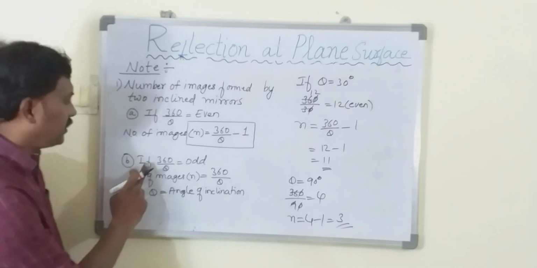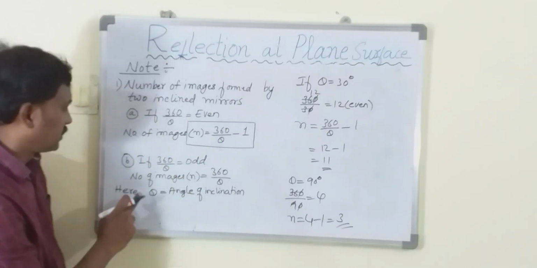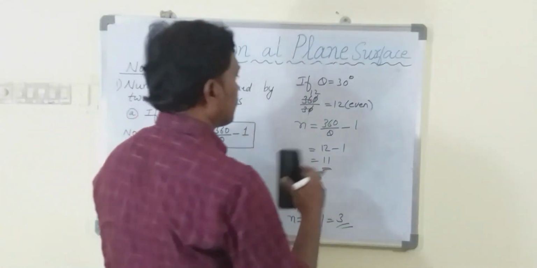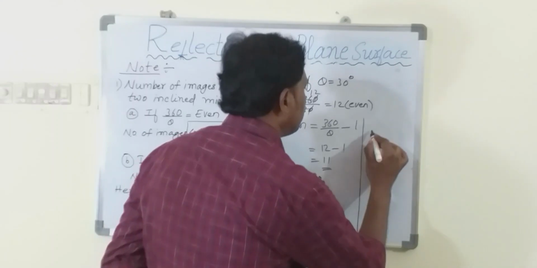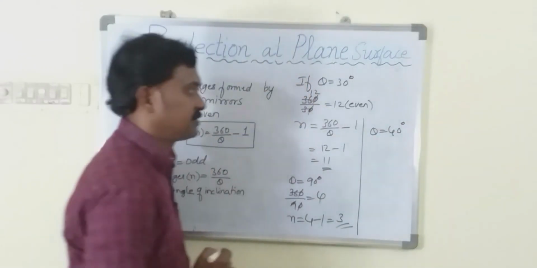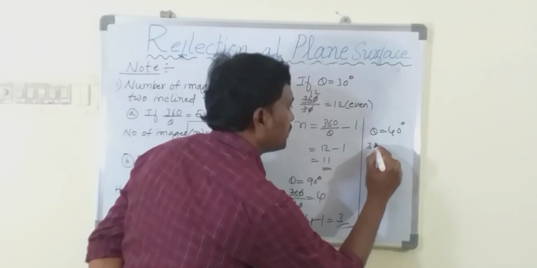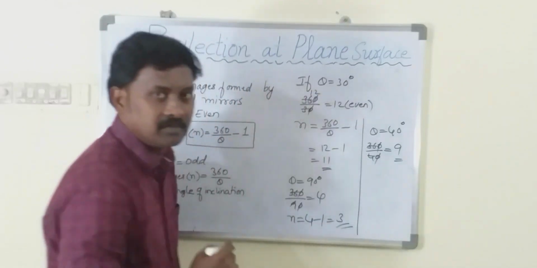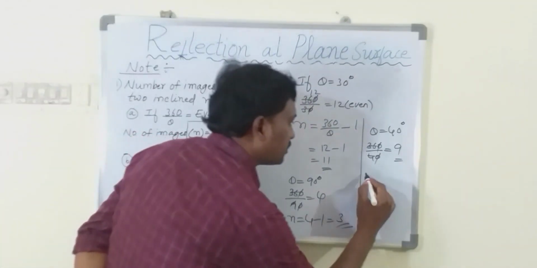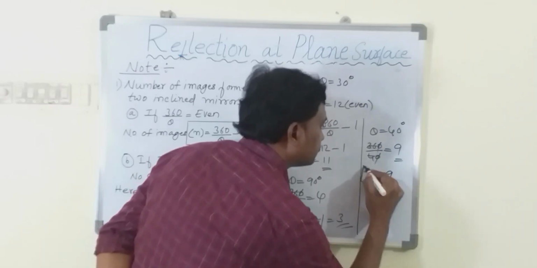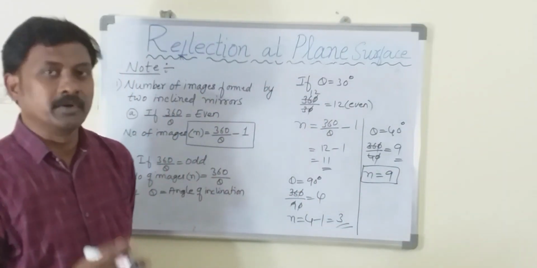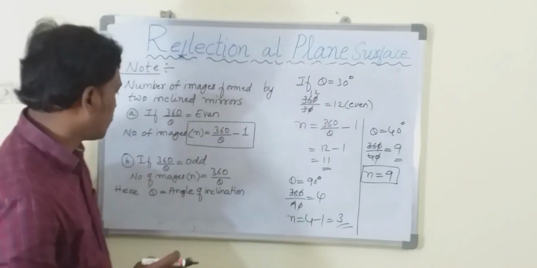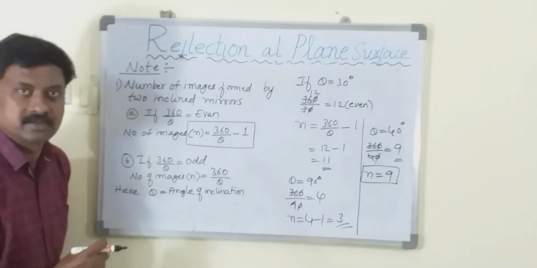Now, if 360 by theta is odd, then the number of images formed n is equal to 360 by theta. Let me take one example. If theta is 40 degrees, then 360 by 40 gives 9, which is odd. So the number of images formed is 9. There is no need of subtracting 1 again. You subtract 1 only when 360 by theta is even. Okay? I hope you understood this.